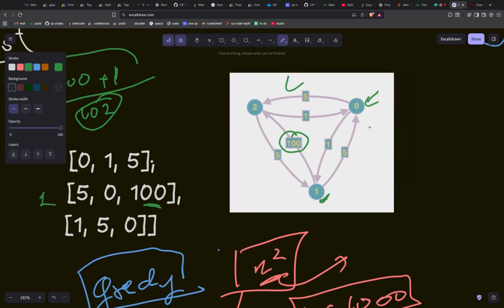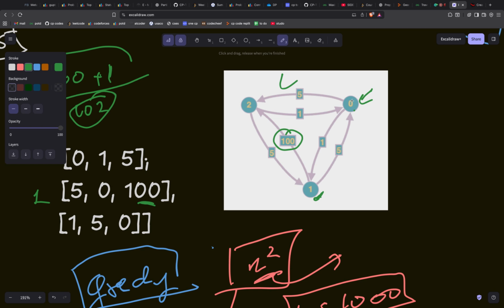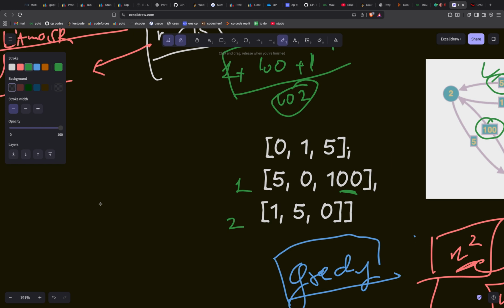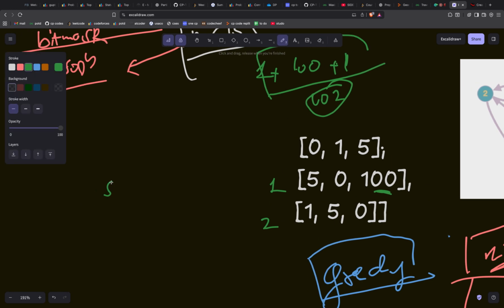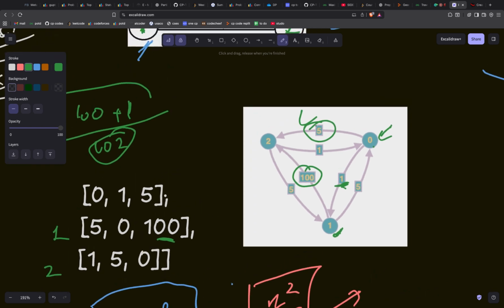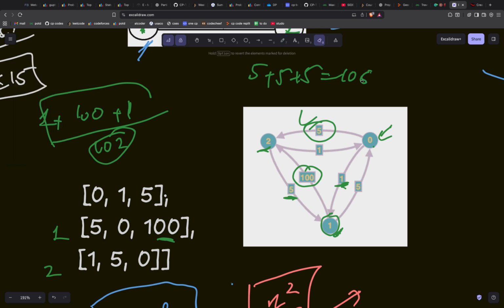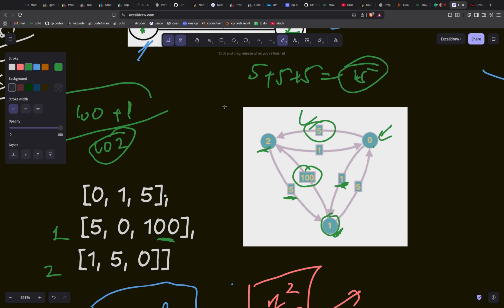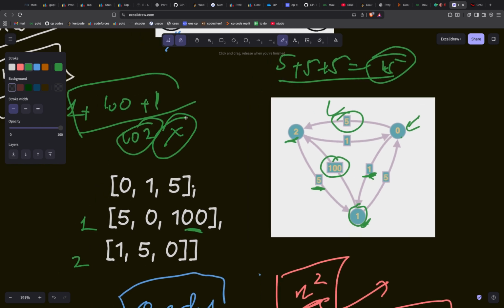But if we were a bit optimal and, rather than going from 0 to 1, which was giving us the minimum, we went to 2 here. If we went directly to 2, that would give me a cost of 5. So we go from 0 to 2, that would give me 5. Then from 2, I can go to 1 using this 5, so 5 plus 5. And then from 1, we can go back to 0. This would give me 5. This is 105. This is 15. And we have seen how the greedy solution can mislead us and give us the wrong answer.